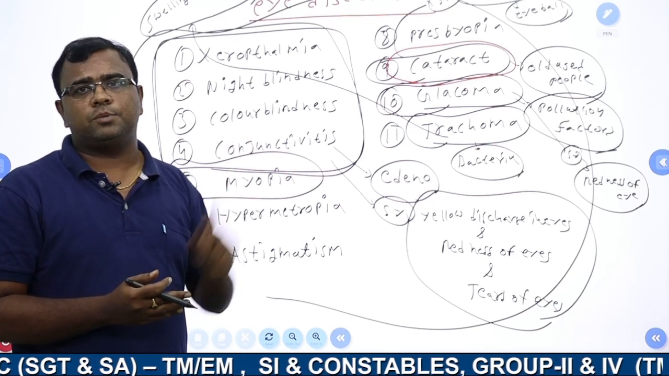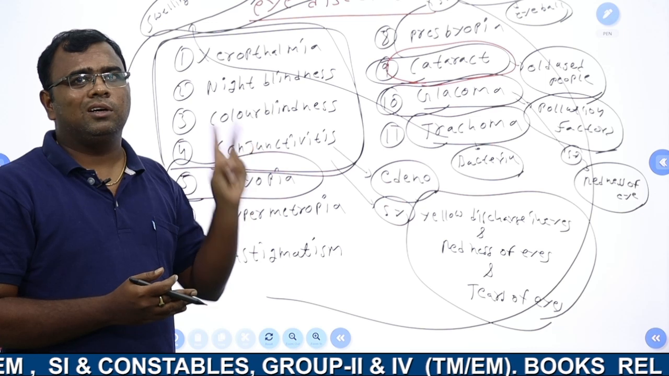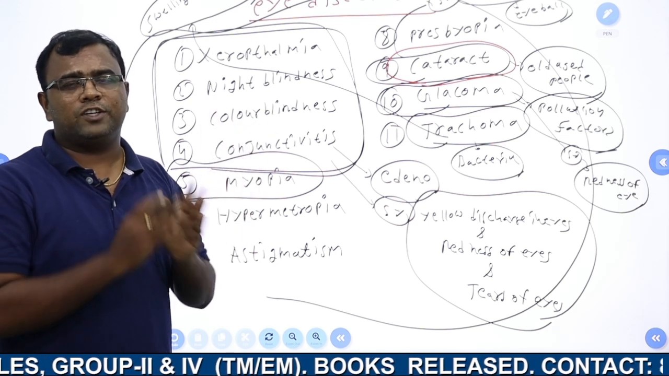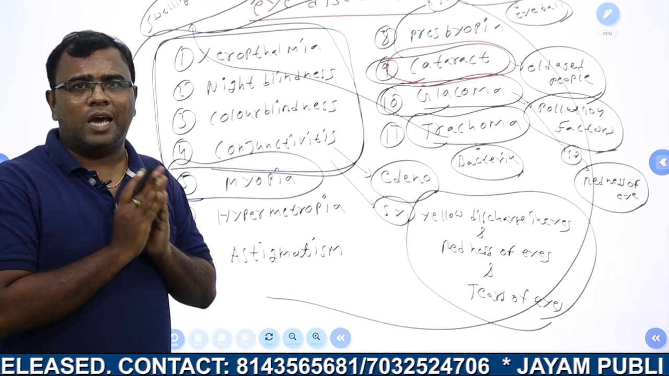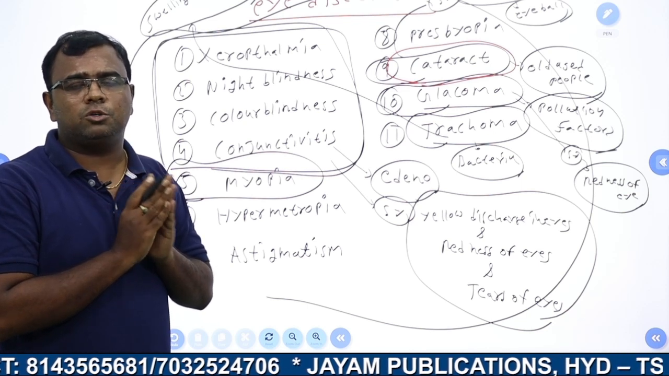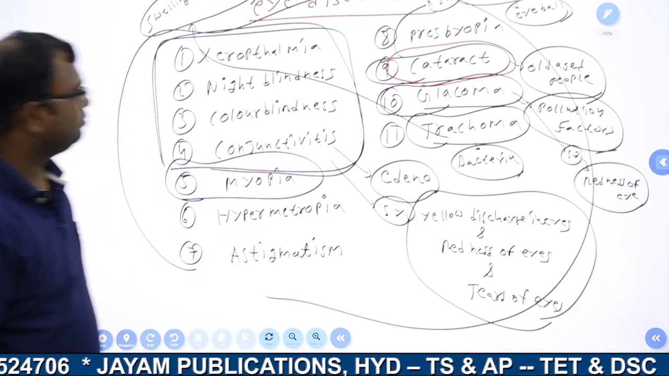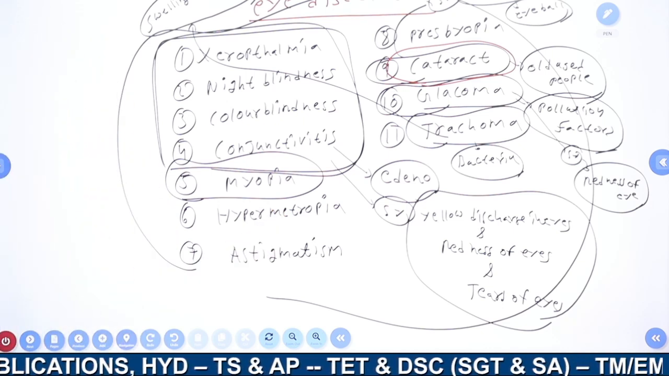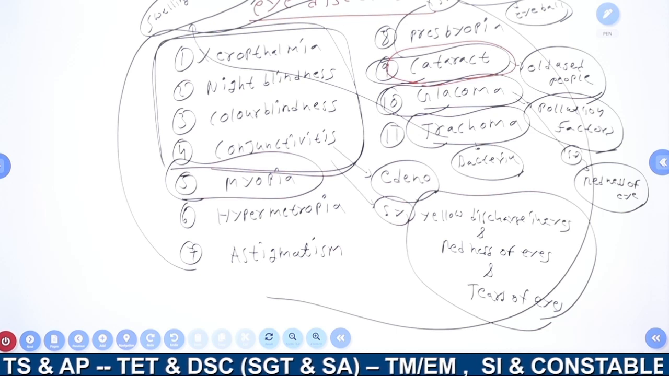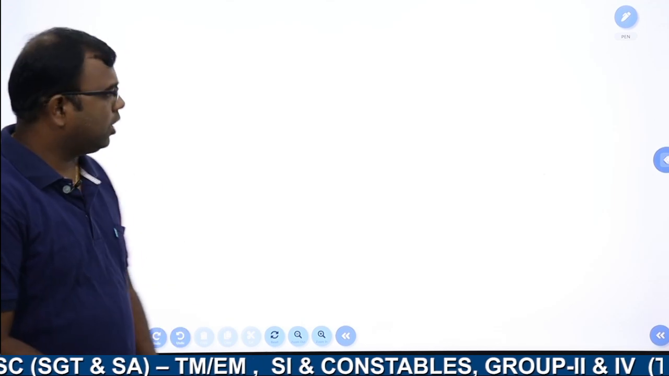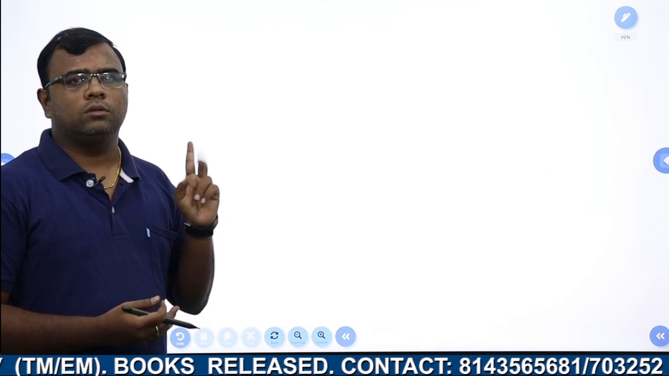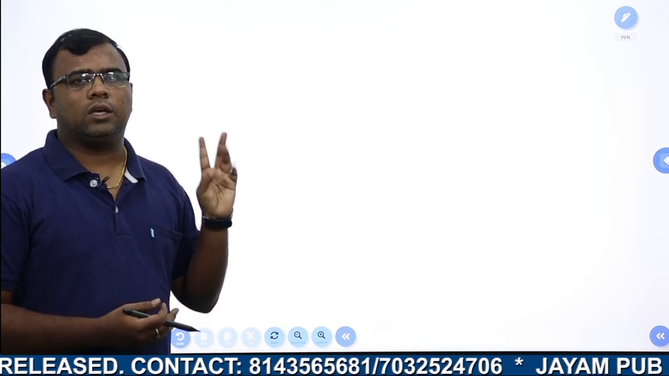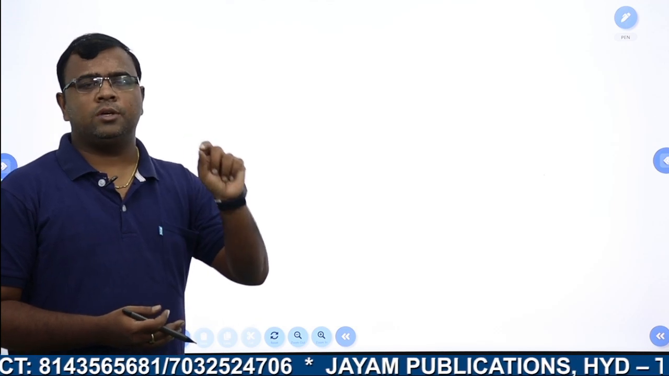Sense organs are 5 types: eye, nose, tongue, ear, skin. The first sense organ is the eye. The eye part is completed, the eye structure is completed, the eye diseases are completed. The eye chapter is totally completed.